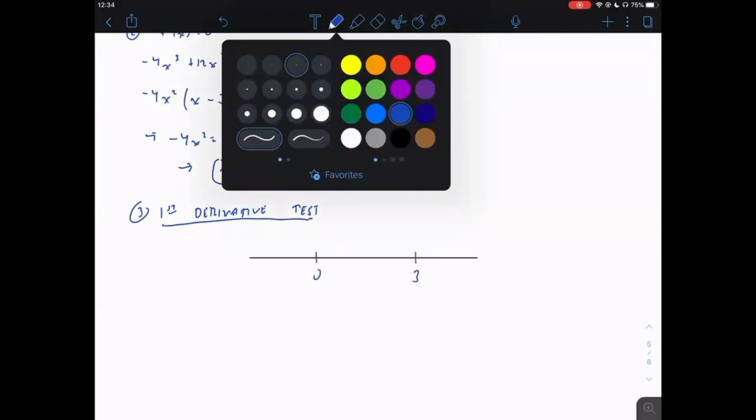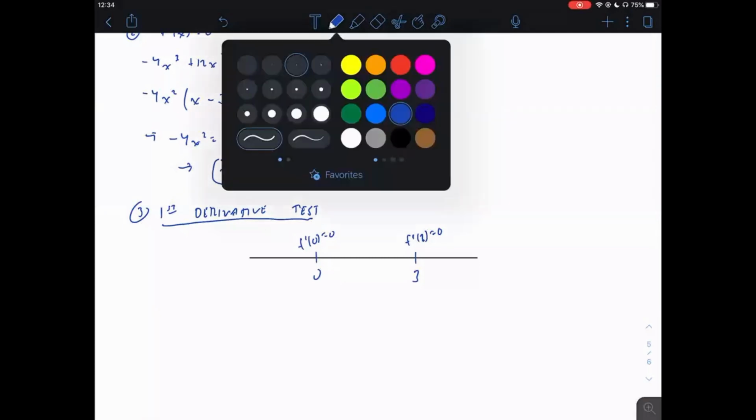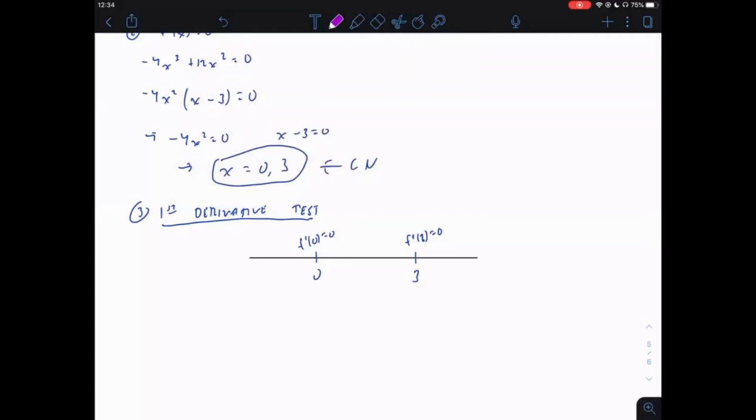If we were to plug these two critical numbers back into the first derivative, it will give us 0, because they're the zeros of the first derivative that we solved for. So let's pick any test points before, between, and after our critical values. So let's do -1. Let's do +1 between 0 and 3, and then 4 here. And again, I'm going to take these test points and plug into the first derivative. Not your original function, the first derivative.